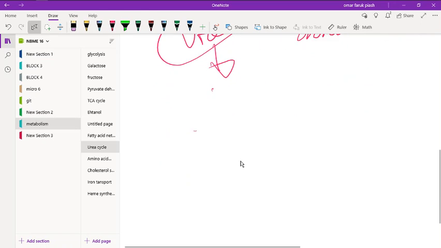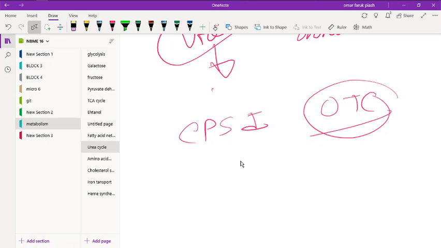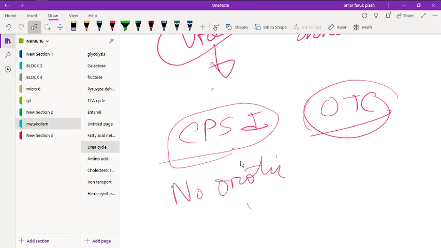Another thing you have to remember: in carbamyl phosphate synthase 1 deficiency and in OTC deficiency, ornithine transcarbamylase deficiency, there is hyperammonemia in both. The basic difference is that in OTC deficiency there is presence of orotic acid, and in CPS 1 deficiency there is no orotic acid. Inshallah you will be benefited.